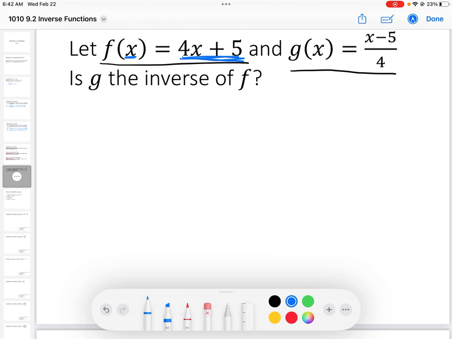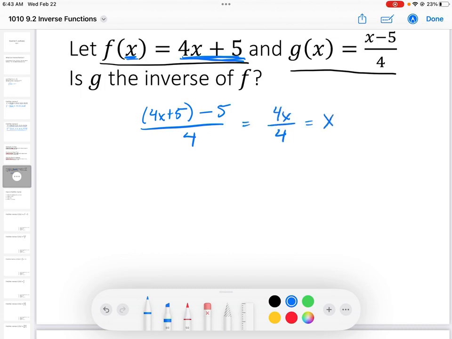So if I input an x, get this as an output, and I put that output into g. So if I take 4x plus 5, that's my output of f, and I apply g to it, so I subtract 5 and then divide by 4, if I get back to my original input, then that means that g is the inverse of f. So if I simplify that, 4x plus 5 minus 5 will equal 4x over 4, and 4x divided by 4 just equals x.